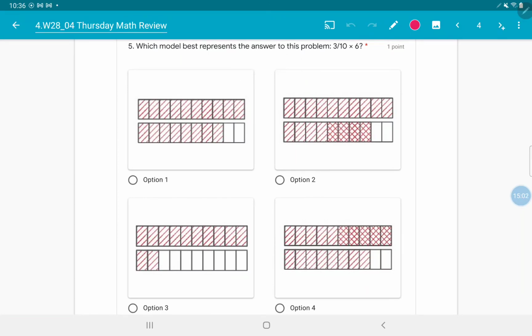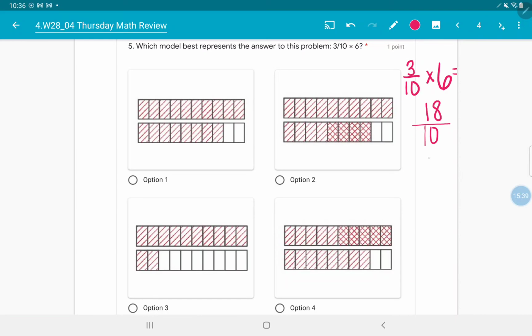And today's last question. Which model best represents the answer to this problem? 3/10 times 6. So I want to make 6 groups of 3/10. Does the size of my piece change? No, my size is staying the same. So the denominator is going to stay 10. I'm still going to have 10 equal pieces. And I'm just going to multiply my numerator times the whole number. What is 3 times 6?